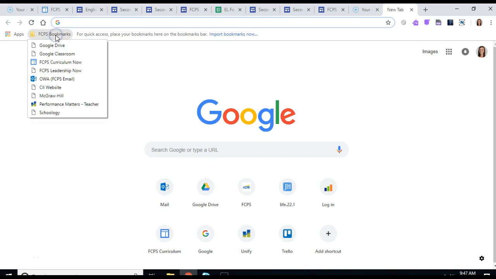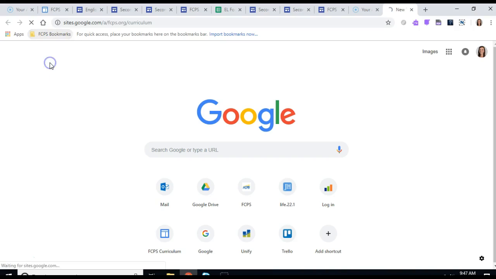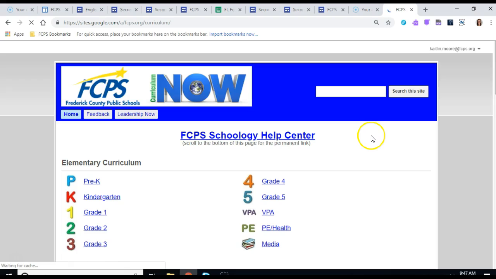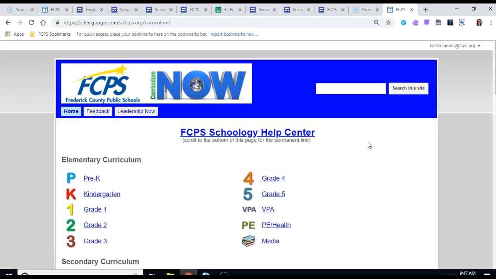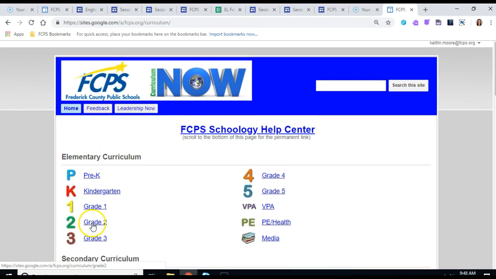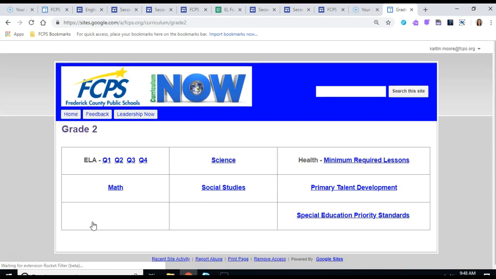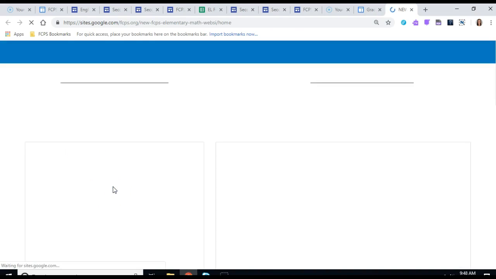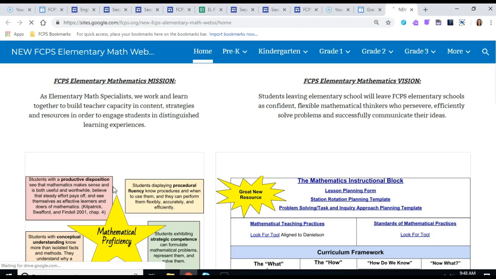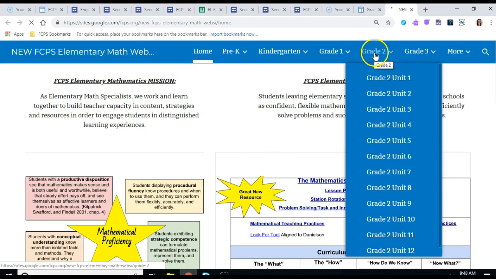If you go into your FCPS bookmarks, go down to Curriculum Now. Instead of going into the Math Foundations or EL pages, start by the grade standard that you're looking for math. We're looking at a grade 2 standard today, so I'm going to go into grade 2, Math, and then up at the top you can see the different grade level options. I'm going to go down to Grade 2, Unit 1.